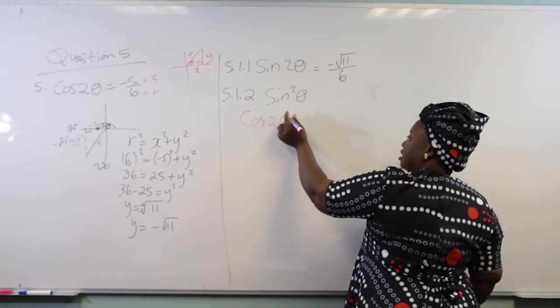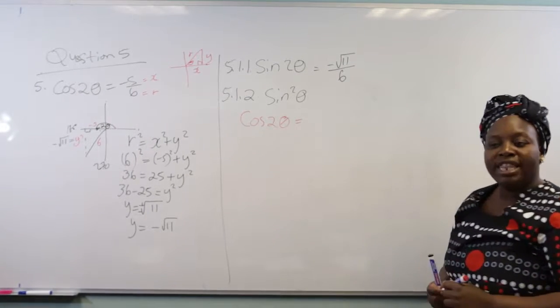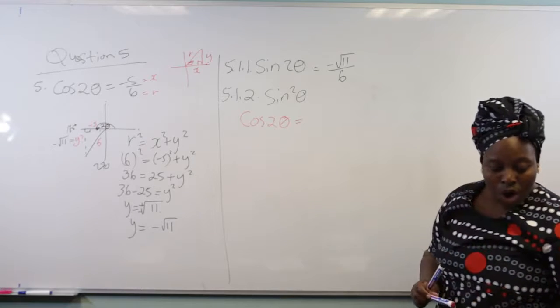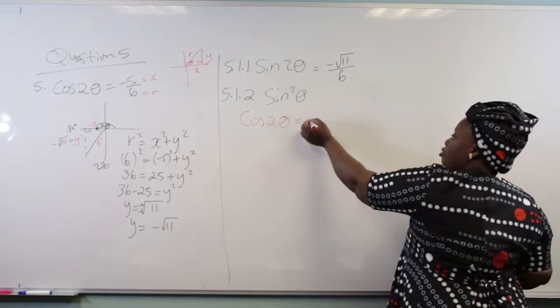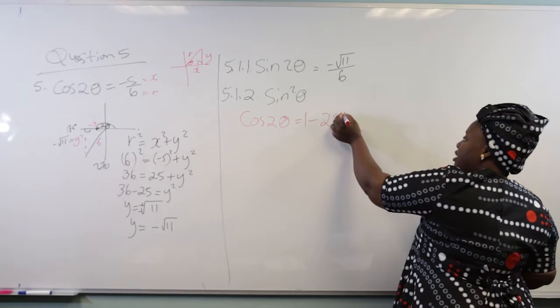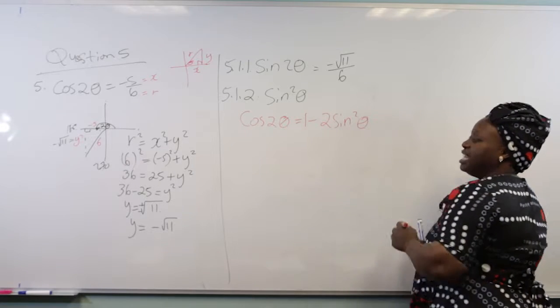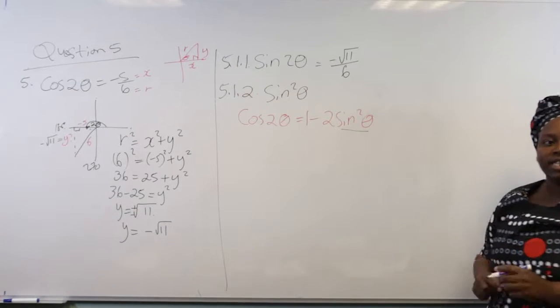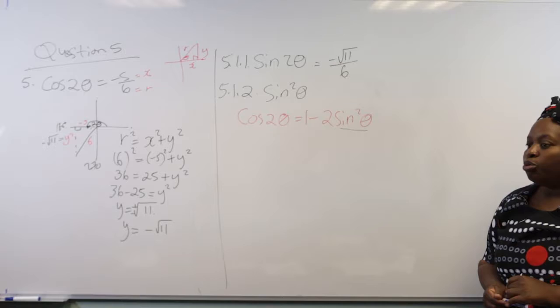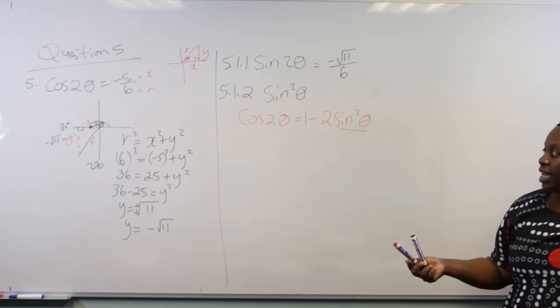Remember, it has 3 things. So it can be cos squared theta minus sine squared theta, or it can be 1 minus 2 sine squared theta. So if I use 1 minus 2 sine squared theta, have you realized that already? I have what I'm looking for, sine squared theta. What I need to do is just make it the subject of the formula and get to the solution.